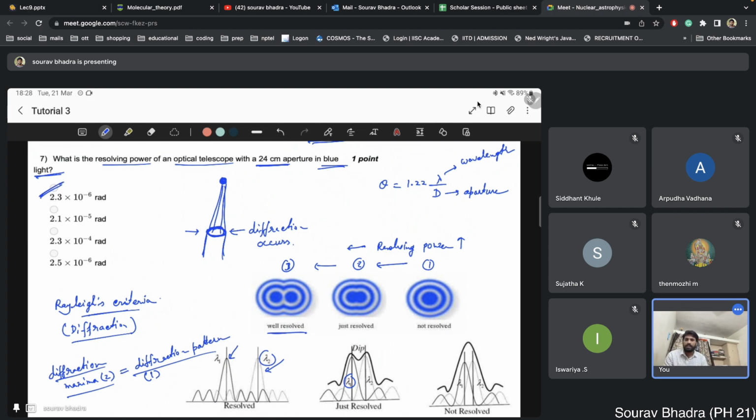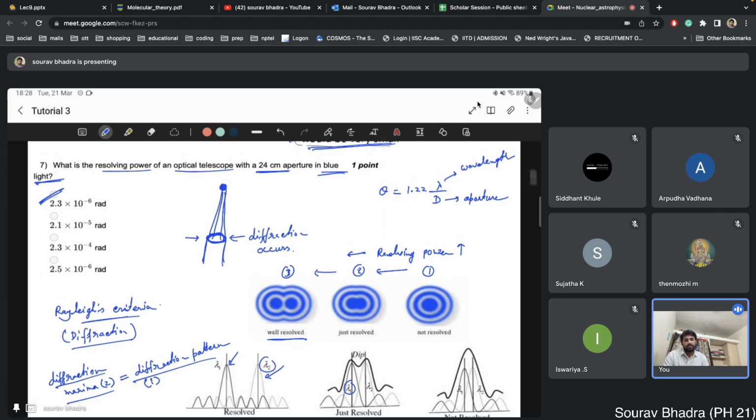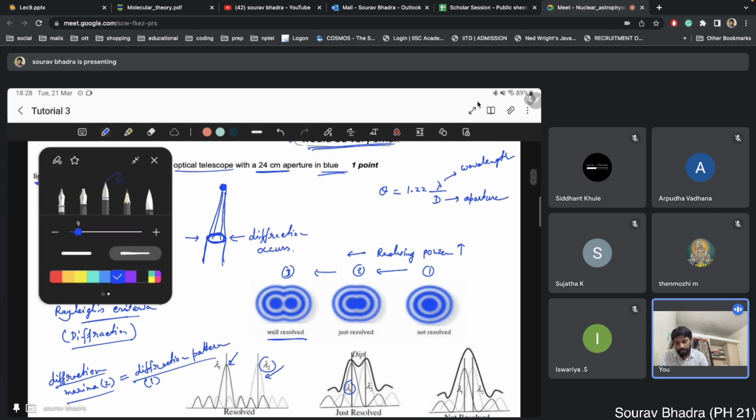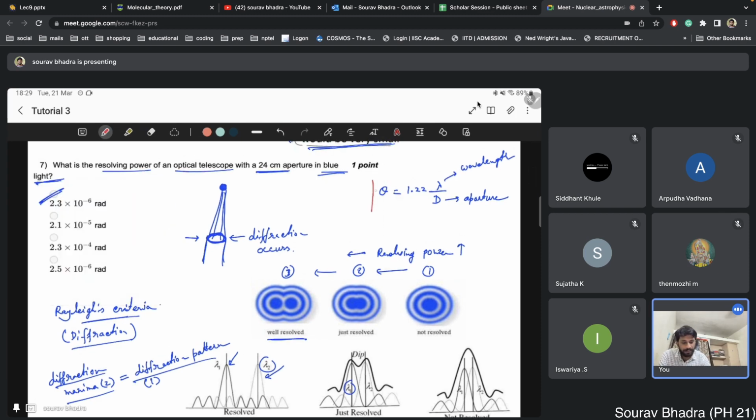So 2.3 is the correct answer according to me for this particular case. Okay, 2.3 times 10 to the power minus 6 radian. So this is the main thing. I will again emphasize this particular point, that the Rayleigh criterion is very important for the calculation of resolving power.